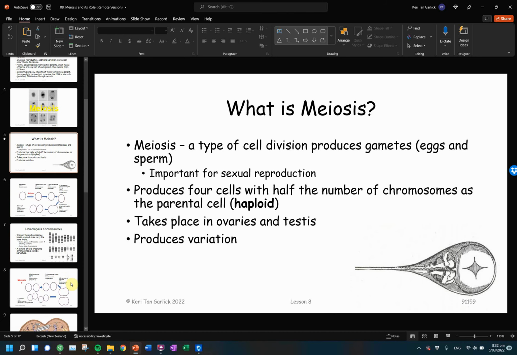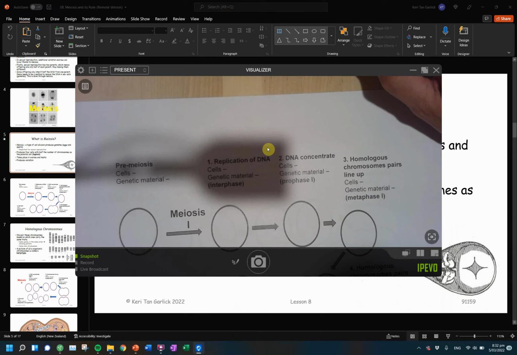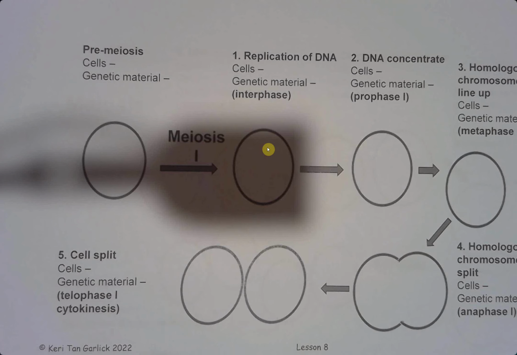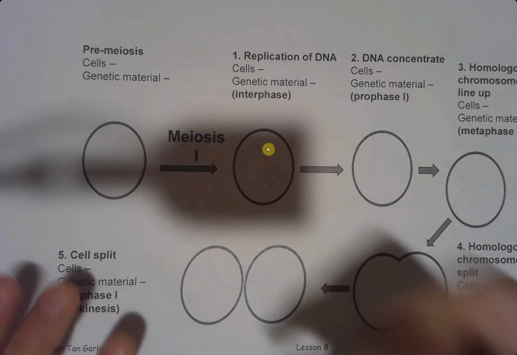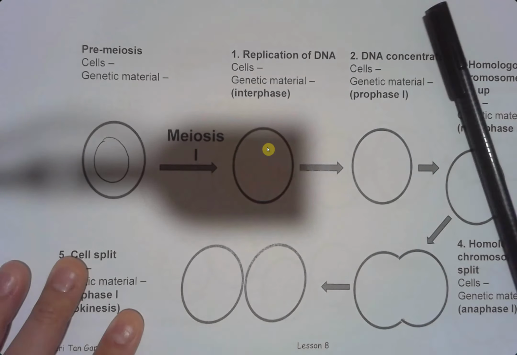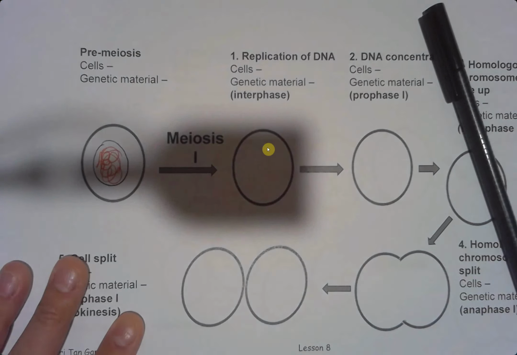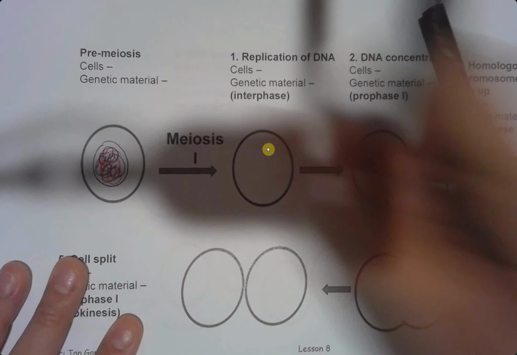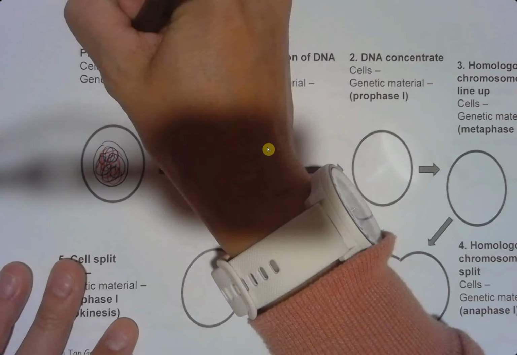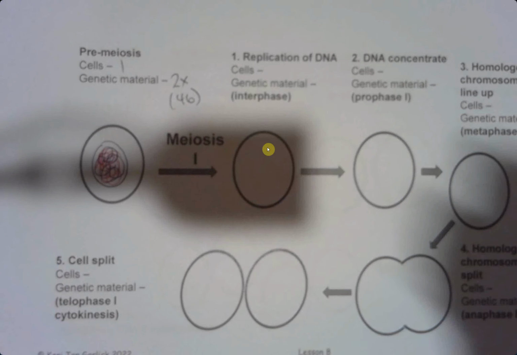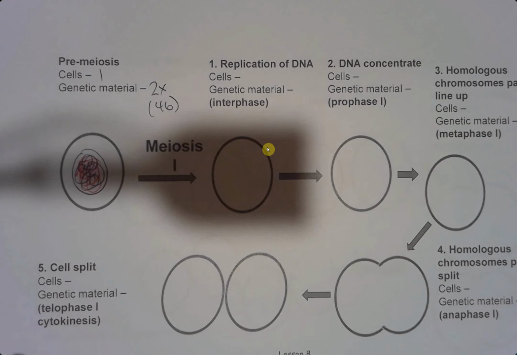Now, meiosis is a little bit more complicated because there are 2 steps to it, meiosis 1 and meiosis 2. So the nice thing is there are going to be some similarities. First off, pre-meiosis: nucleus, genetic material, number of cells 1, genetic material, we're going to go 2x, and I'm going to write 46 again. I think it's helpful to think of that in the context of humans.